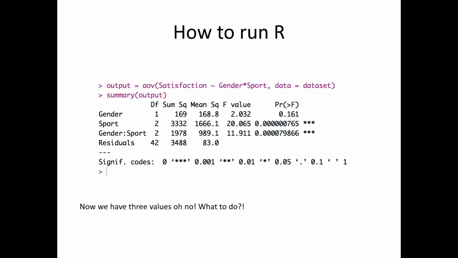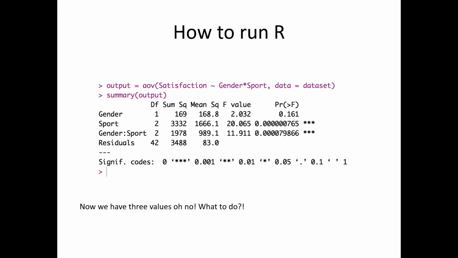So now I have 3 F values, 1 for each effect, and then my residuals here. R does not give you total, but you could add them up to get total. So I've got everything for gender here, everything for sport, and gender by sport. I'm mostly concerned with this column, right? So gender is not significant, but sport and gender by sport are significant.